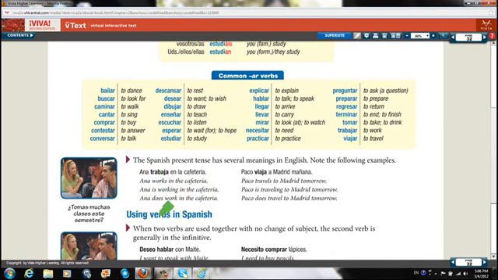Isn't it much easier? Sí. Ana trabaja en la cafetería. And of course, they picked another one from the second column. Paco viaja, from the verb viajar, to travel. Viajar. Paco viaja a Madrid mañana. Paco travels to Madrid tomorrow. He is traveling to Madrid, or he does travel to Madrid tomorrow. So again, all three in one simple word, viaja.